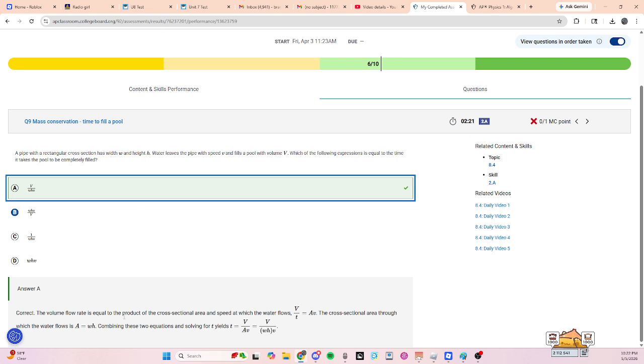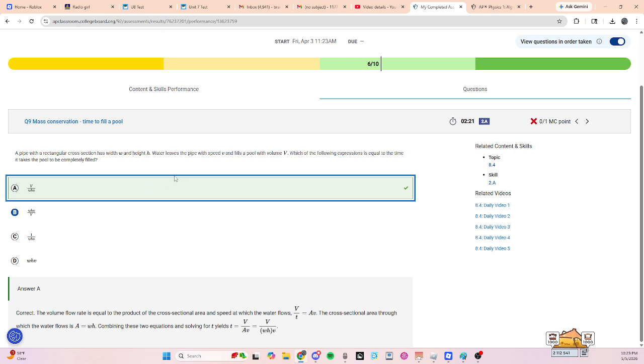Volume flow rate is equal to V over T, A times V. Okay, yeah, so this makes sense. The volume is meters times meters times meters, so they just take out the meters times meters, make it meters squared, which is the area, and then you're left with meters per second, which is the velocity. So this makes sense. The cross-sectional area through which the water flows is A.